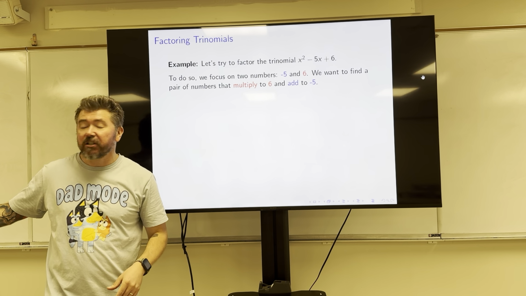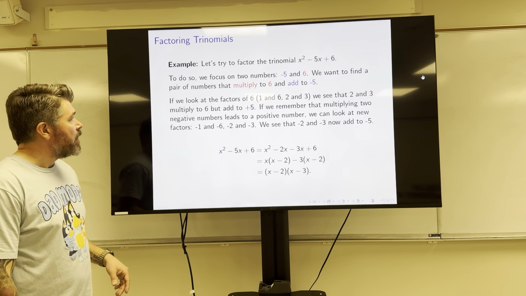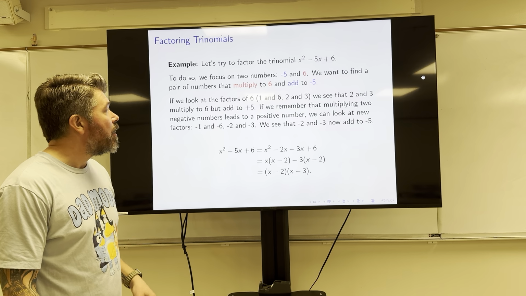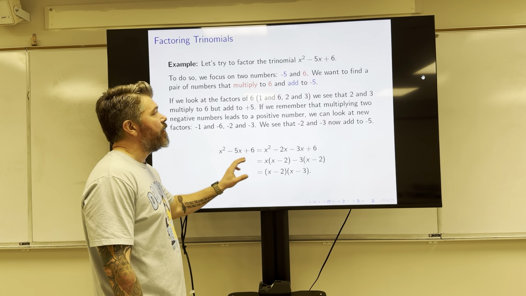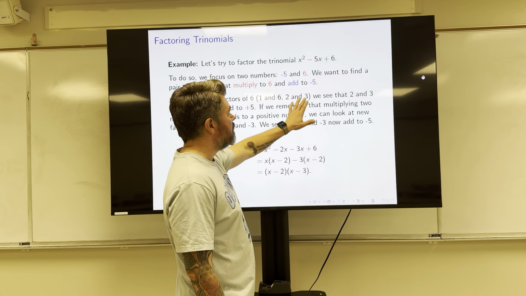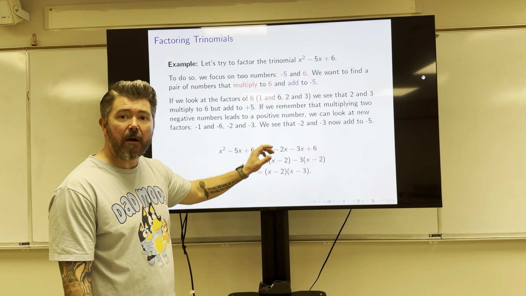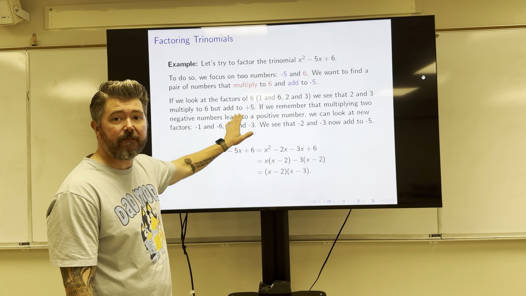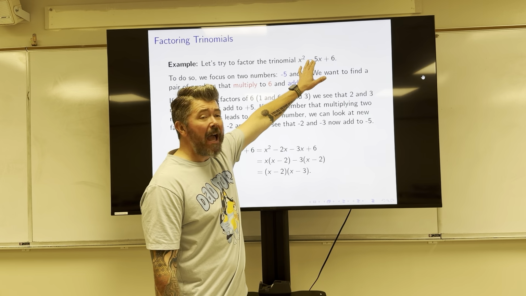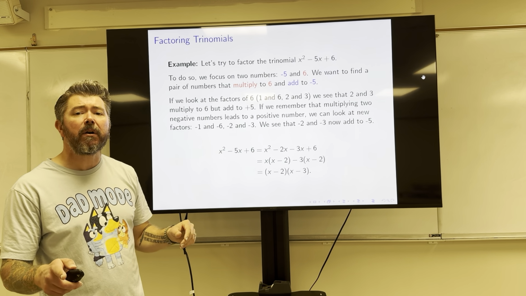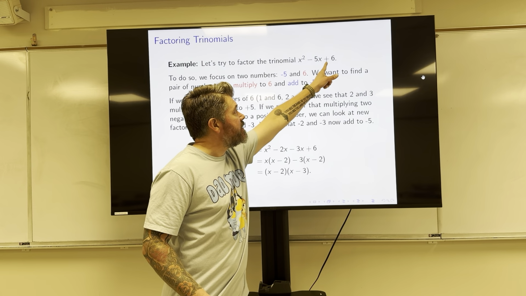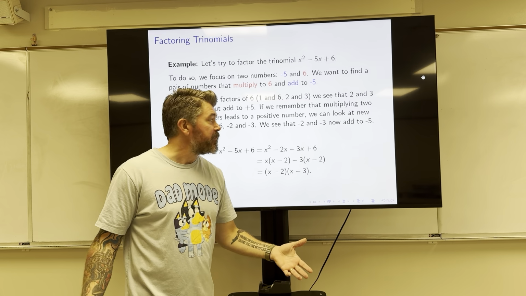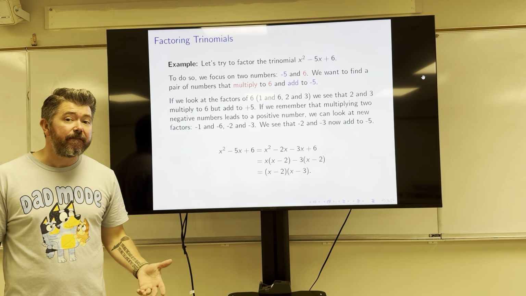So let's look at the factors of 6. The factors of 6 are 1 and 6 and 2 and 3. But notice that all of these factors are going to give us positive numbers when we add them, right? 1 and 6 gives us 7, 2 and 3 gives us positive 5. But we need to add to become negative 5. So we need to remember that positive numbers can also be created by a negative times a negative. So we need to consider negative factors too.